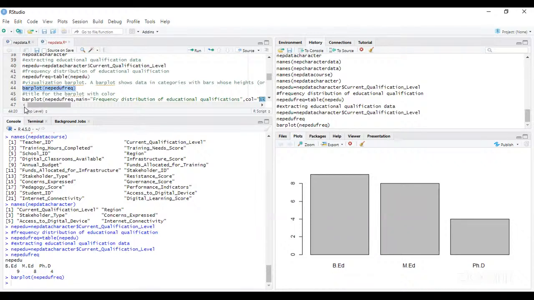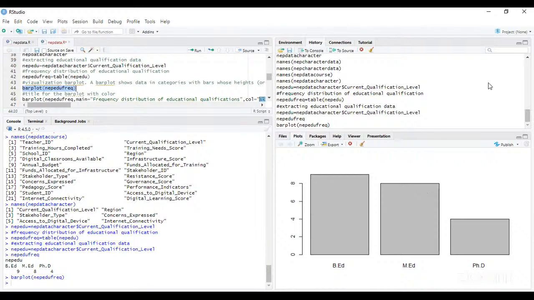So to see the correct frequency, the number, we have done this NEP edu frequency. In the console section only, you will see B.Ed is 9. So you will see that it is going above 8. M.Ed is 8. Then PhD is 4. In this way, we'll show the bar plot of NEP education frequency.